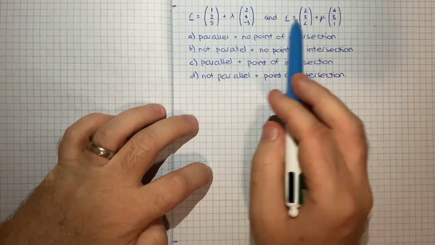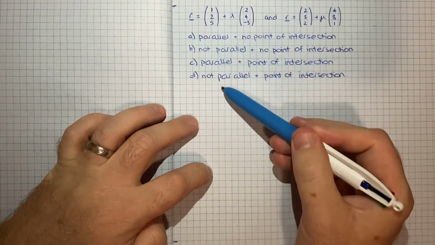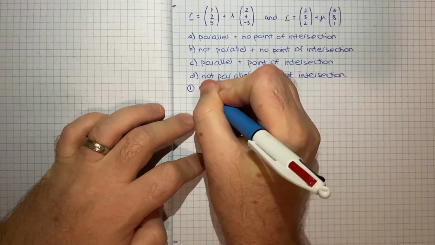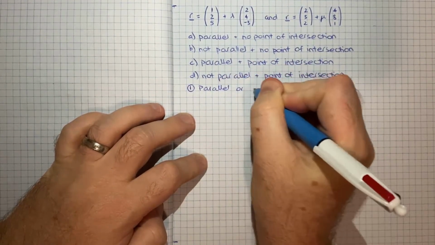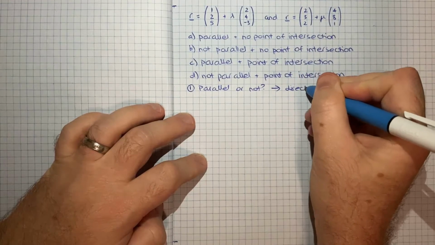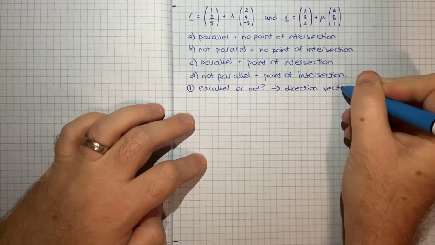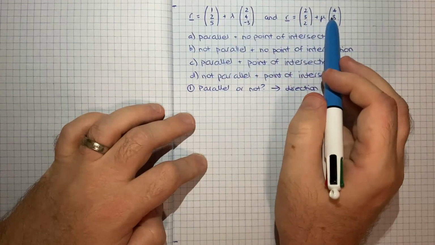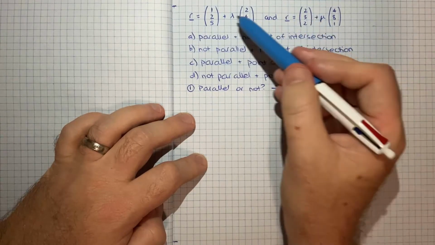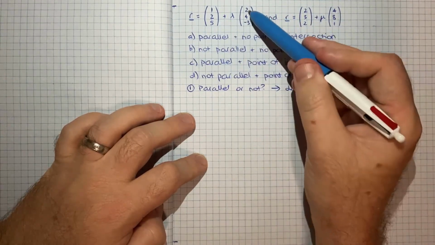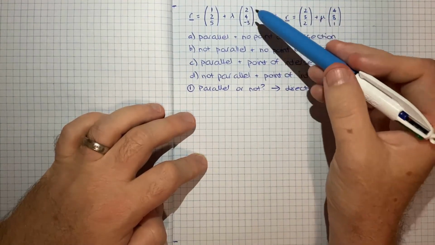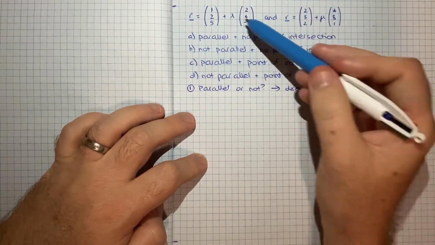So here I've written up our two vector equations and the four options that we've got to choose from. The first step will be to ask the question, are these two lines parallel or not? I think to answer this we can look at the direction vectors. If we look at these two vector equations, we can think of the first column of each being the position vector, and the second column as being the direction vectors.